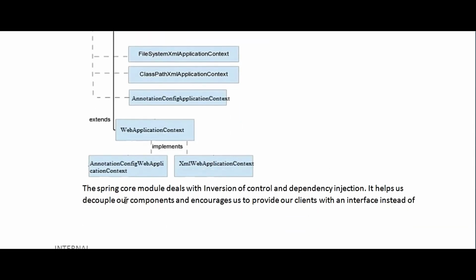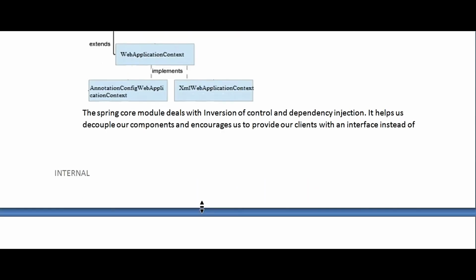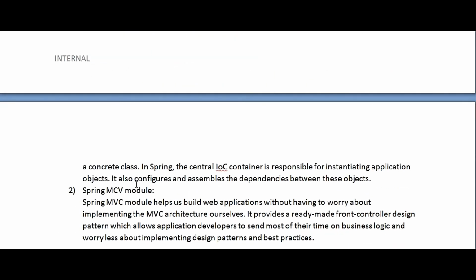The Spring core module deals with inversion of control and dependency injection. It helps us decouple our components and encourages us to provide our clients with an interface instead of a concrete class. In Spring, the central IOC or inversion of control container is responsible for instantiating application objects. It also configures and assembles the dependencies between these objects.